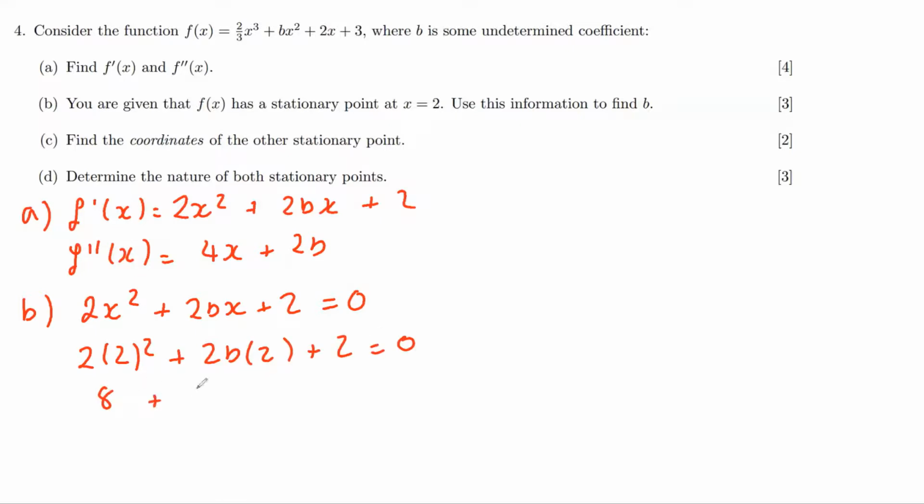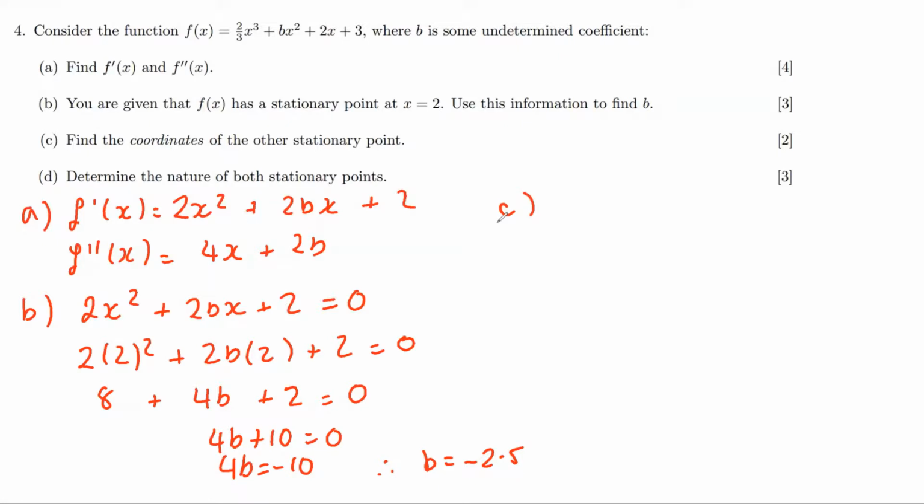So I should get 8 plus 4b plus 2 equals 0, 4b plus 10 equals 0, 4b equals minus 10, and therefore b equals minus 2.5. So we found b. Now for C, it says find the coordinates of the other stationary point. So we can take our first derivative because that's when the stationary point is going to occur, but now we know what b is. So we'll have 2x squared minus 5x plus 2, and that is equal to 0 because it's a stationary point. So here I've just replaced 2b with 2 times minus 2.5.